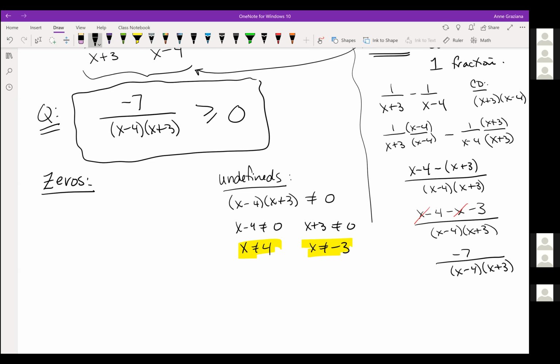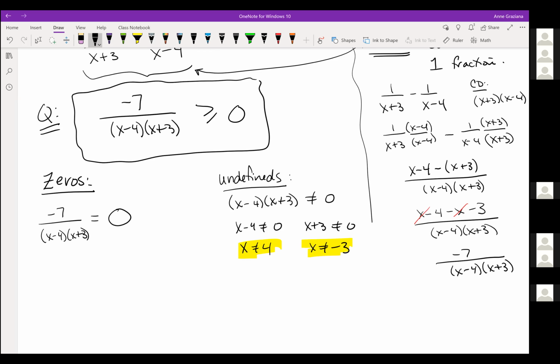Now, zeros. I'm going to take my function. Remember, zeros are x-intercepts. How do we find these? How about Chris? What do you think, Chris? What should we do? You'll set it equal to 0. Yeah. I'm going to set the whole thing equal to 0 and solve it.